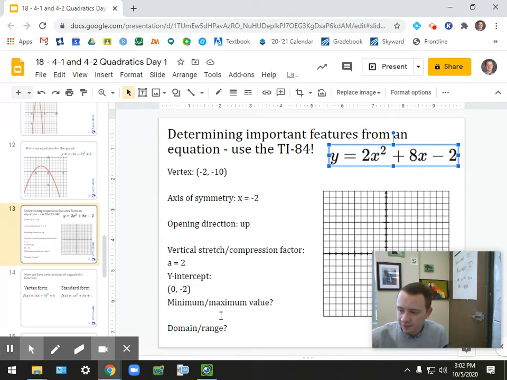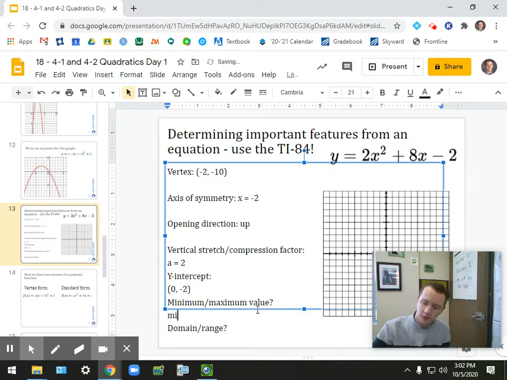What's the minimum or maximum value? Well, we calculated that. The minimum value was a y value, and it was -10. The domain for all parabolas is always all real numbers. You can put anything in for x, and the range is anything above that minimum value. So the minimum value is -10, so y is greater than or equal to -10 is my range.